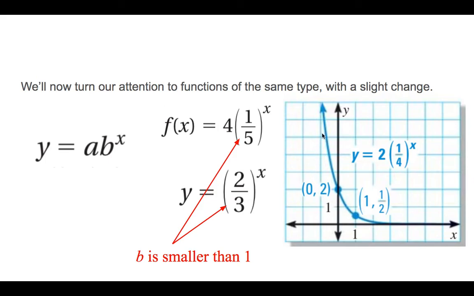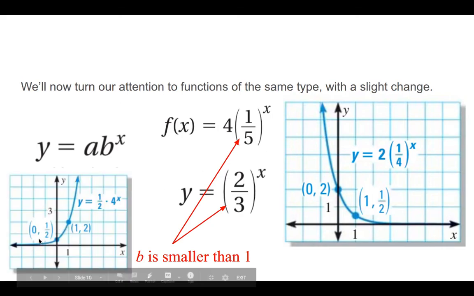The exponential function decreases. Remember that an increasing exponential function, one in which the growth factor, the b number, is bigger than 1, looks like this. An exponential function in which the b number, the growth factor, is less than 1, is a fraction, a decimal, looks like this. Okay?